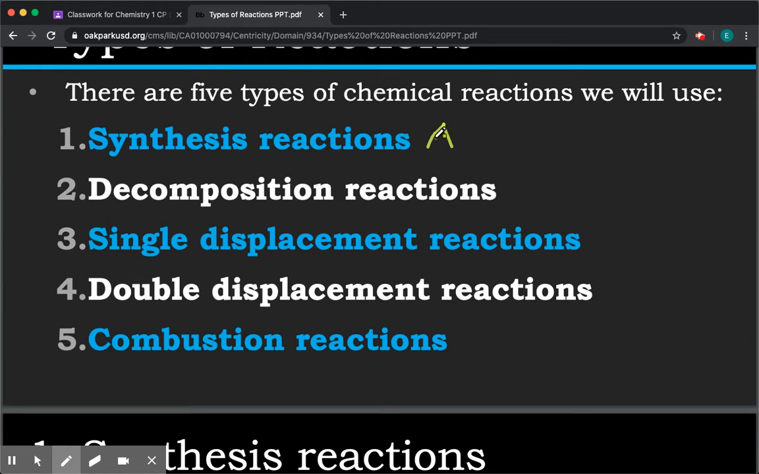So let's write out the general and just a little quick summary. So synthesis is A plus B makes AB, okay? You combine them together. That's synthesis. Decomp is the exact opposite. You have AB, and you're breaking that into A plus B. You're breaking it apart.